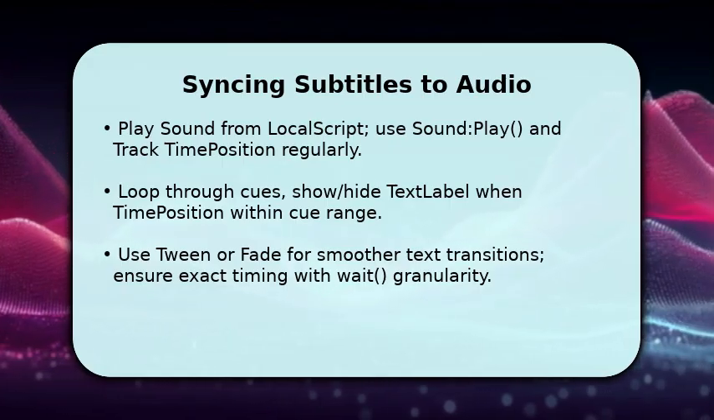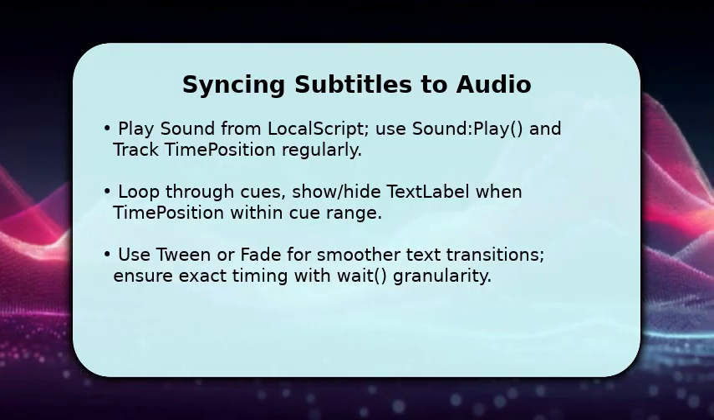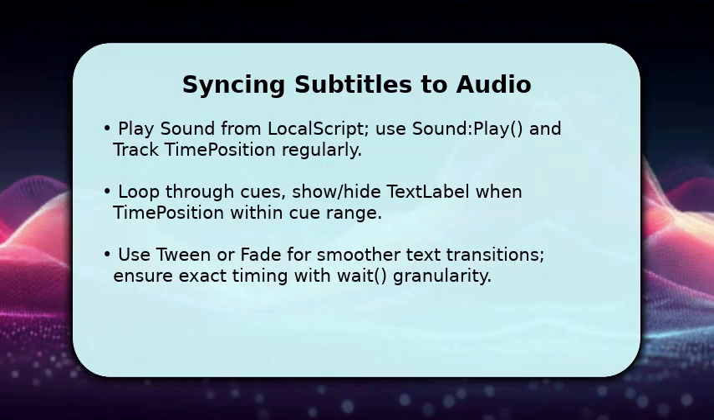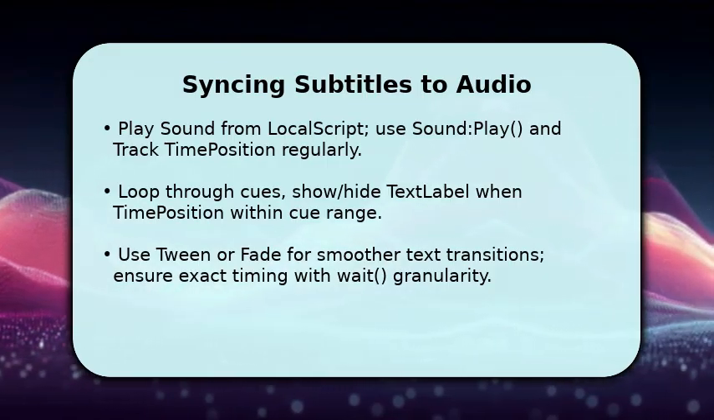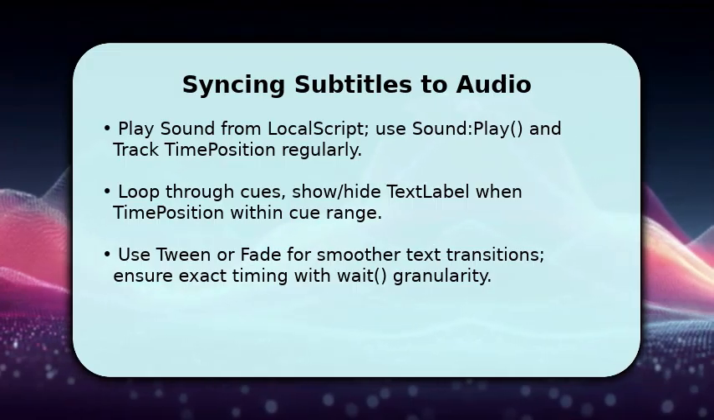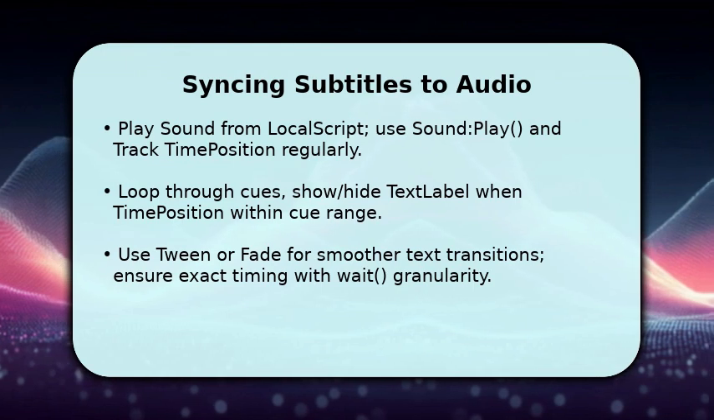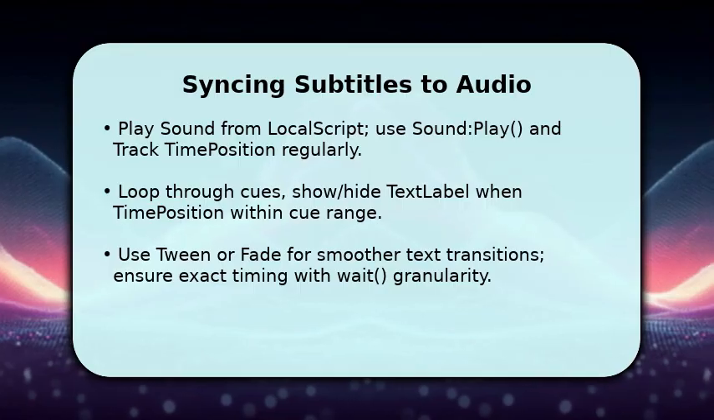Once you detect TimePosition enters a cue start, set text label.Visible equals true. When it passes the cue end, hide it. Use TweenService to fade alpha for smoother transitions, and make sure to clamp times to avoid jitter. Also handle overlapping cues by queuing or prioritizing the latest cue, so text doesn't flicker unexpectedly during fast dialogue.